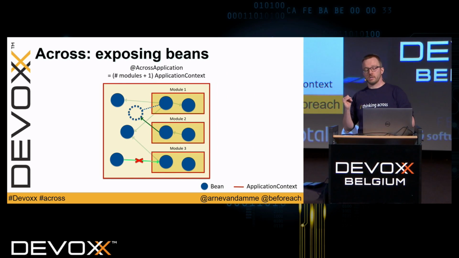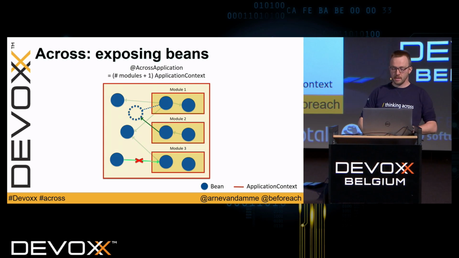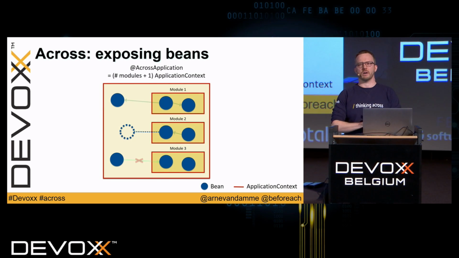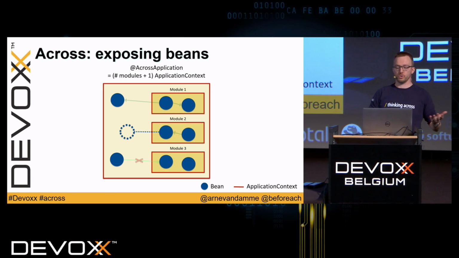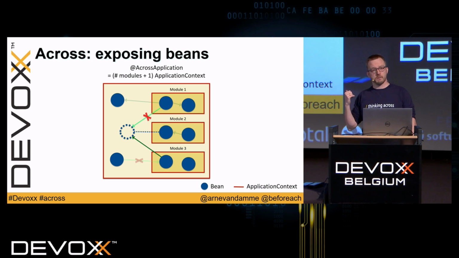So we know this works, but there's another caveat, a second very important part. Let's say module 2 has a bean and it wants to make it available for other modules to use. So it exposes that bean. Then we know module 3 can wire that bean just like any other component. It can depend on it, use it, not a problem. However, module 1 still cannot.